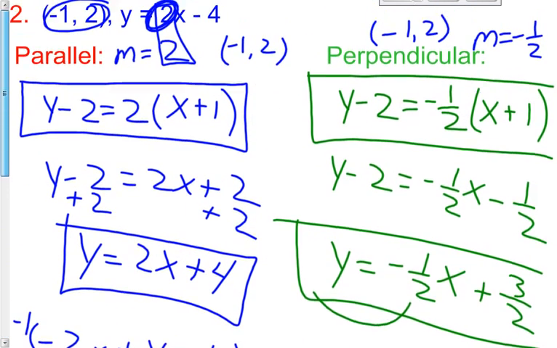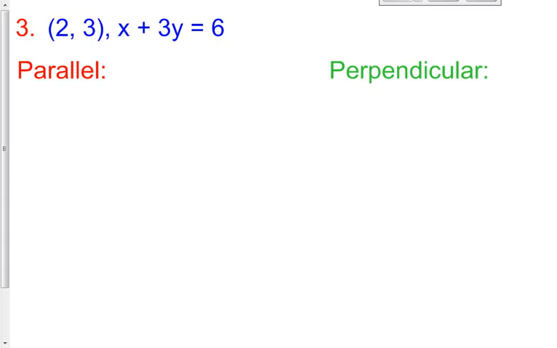I hope that all made sense. On to number 3. Number 3, x plus 3y equals 6. Class, in order to do this for parallel and perpendicular lines, the slope is crucial. So we need to know what the slope is.